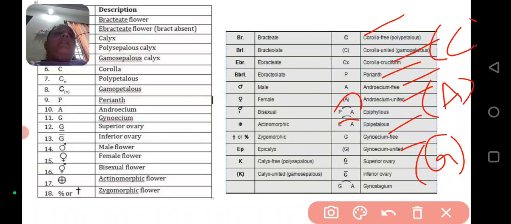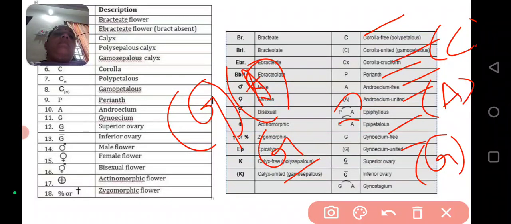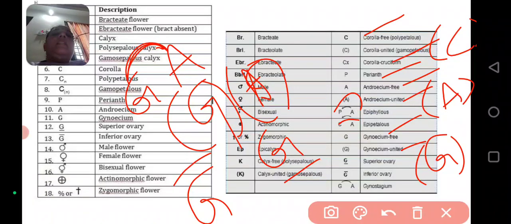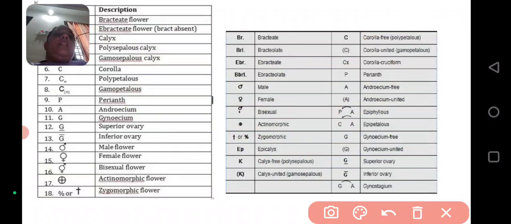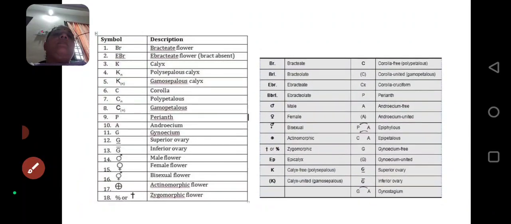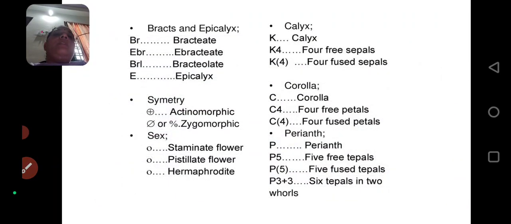Just remember one thing: if the structures are free, write like this only. If the structures are united, we have to put bracket symbols. Then superior ovary, inferior ovary, and gynostegium. Gynostegium means the gynoecium is attached to the androecium like this. These are the floral formula shortcut forms. We have to write like this only.